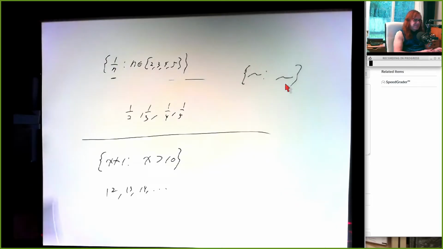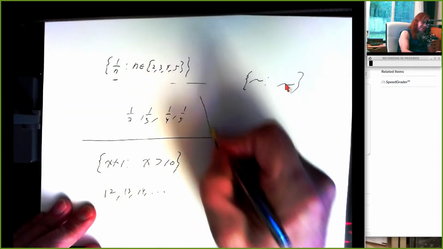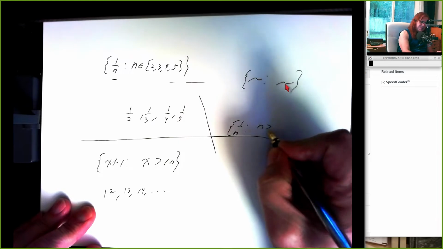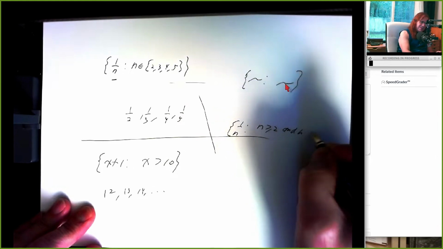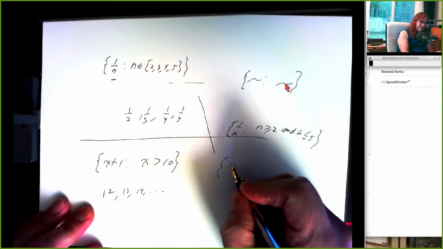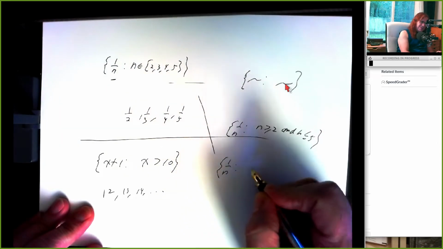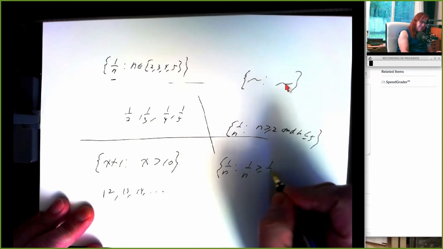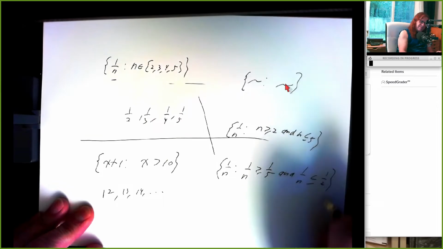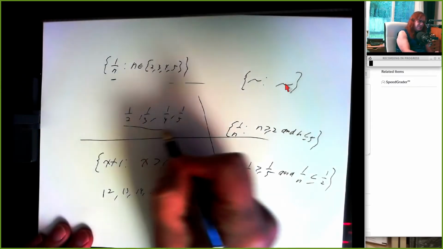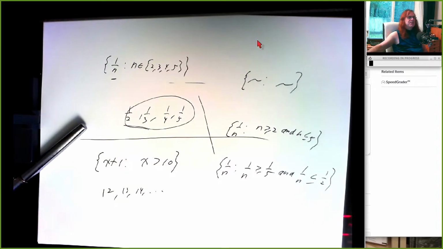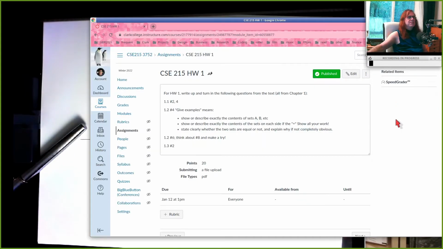For example, I could have written this as the set of all 1 over n such that n is bigger than or equal to 2 and n is less than or equal to 5. Or the set of all 1 over n such that 1 over n is bigger than or equal to 1/5 and 1 over n is less than or equal to 1/2. And those would all reduce to the same set containing those elements. So yeah, there's definitely multiple ways to do these.